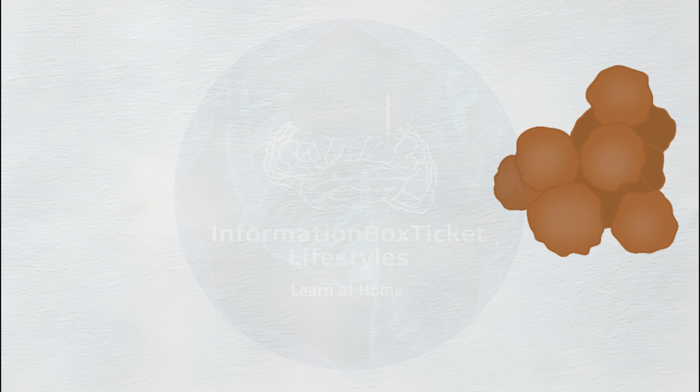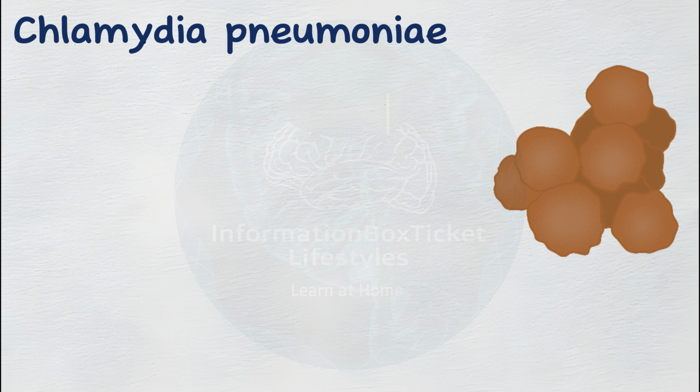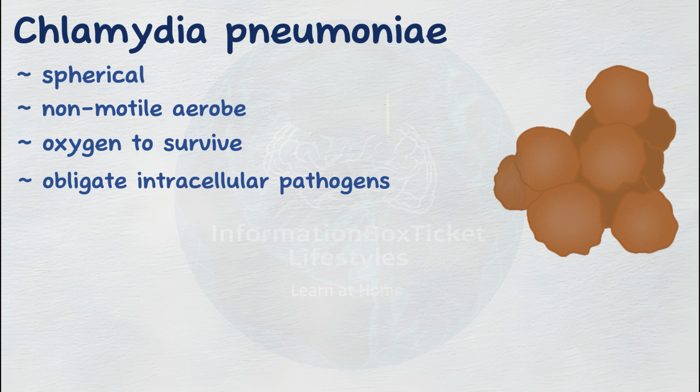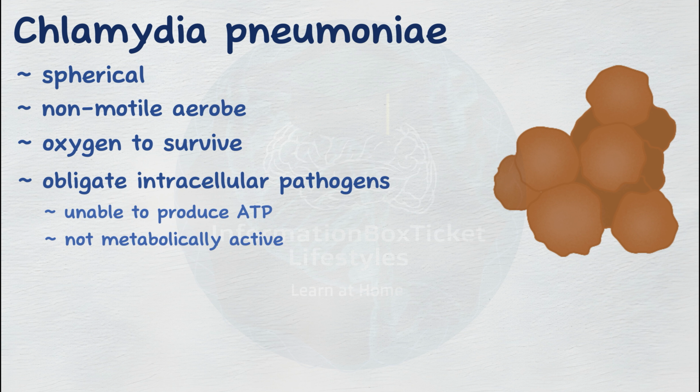It is important to note that Chlamydia pneumoniae is a spherical, non-motile aerobe that depends on oxygen to survive. Furthermore, Chlamydia pneumoniae are obligate intracellular pathogens, meaning they must rely on other cells for energy because they are unable to produce ATP. Chlamydia pneumoniae are not metabolically active when they are not within a host cell. This indicates that they need a host cell for growth and cannot thrive on synthetic media.